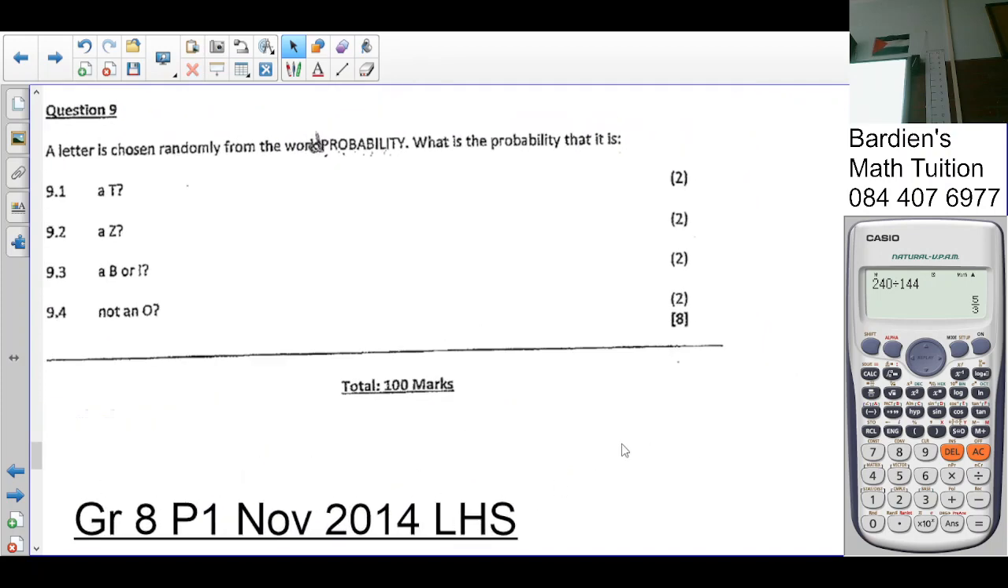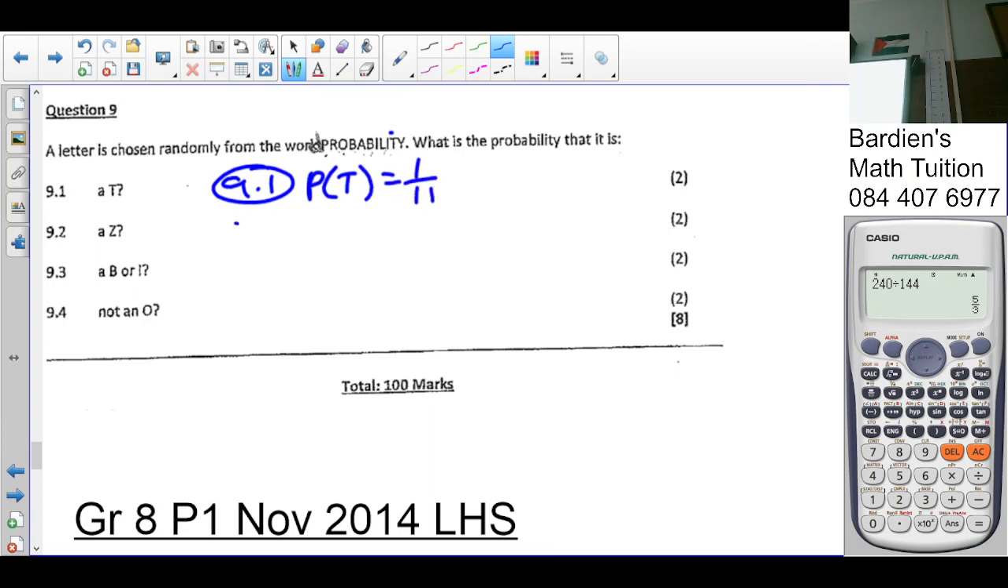So here we are told that the letters are chosen randomly from the word probability. How many letters are there in this word probability? 1, 2, 3, 4, 5, 6, 7, 8, 9, 10, 11. So there are 11 letters in the word probability. What is the probability that it is a T? So how many T's are there? There's 1 T. So the probability of T is 1 out of 11.